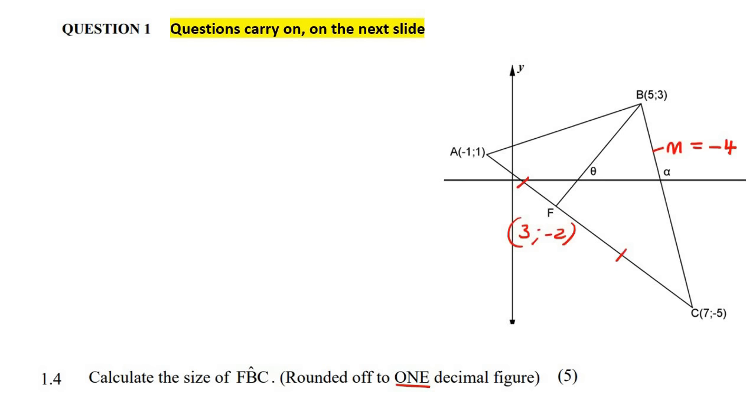Okay, so calculate the size of FBC. So angle FBC. So if we go there, there, there. All right, now listen carefully. I've seen these questions many, many times. You're just going to work with a triangle. And no, I'm not talking about that triangle. That's not a good triangle. A good triangle in these questions is the one that also uses a horizontal line. There we go. Okay, it must have a horizontal line.